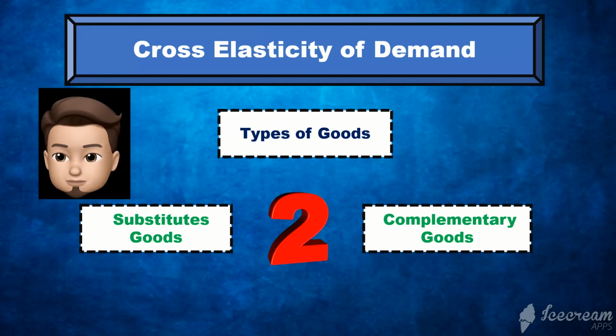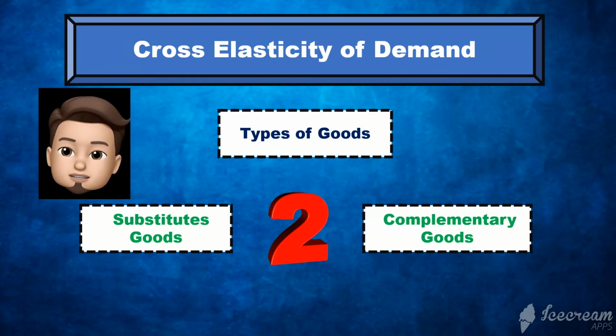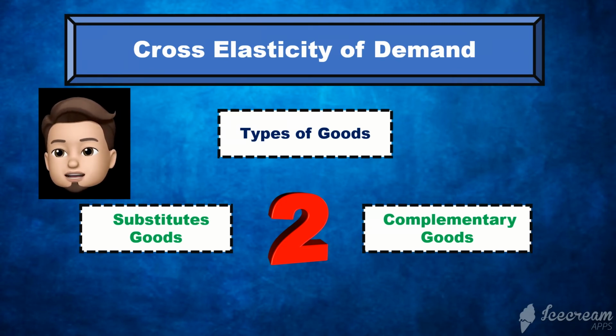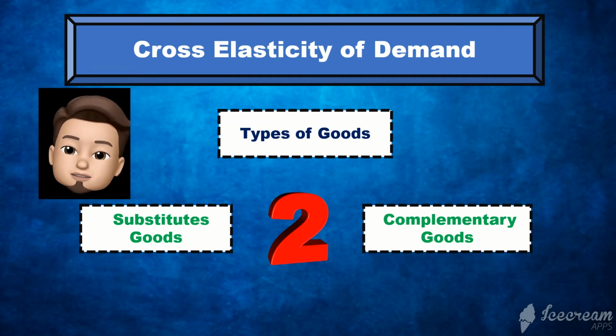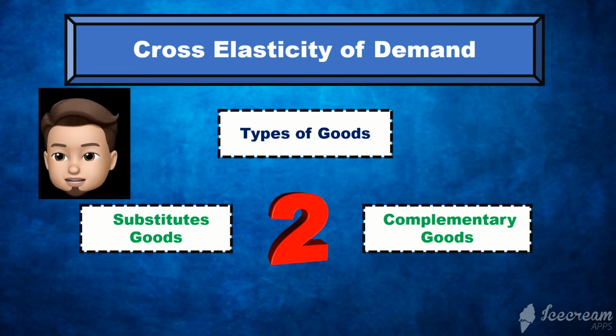Cross elasticity of demand. There are two types of goods. First, substitute goods, and second, complementary goods. A substitute good is a product or service that a consumer sees as the same or similar to another product, for example, tea and coffee. Complementary goods are products which are used together, for example, a CD and a DVD player.